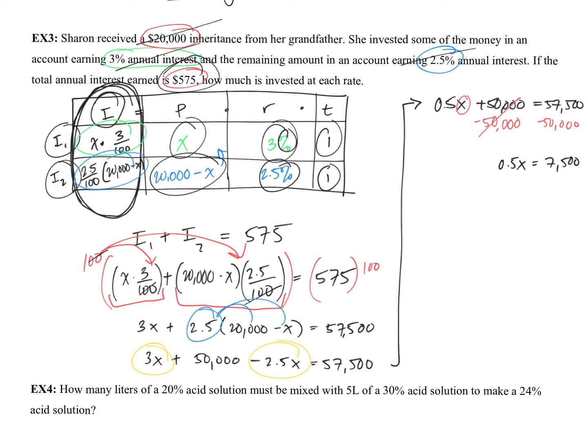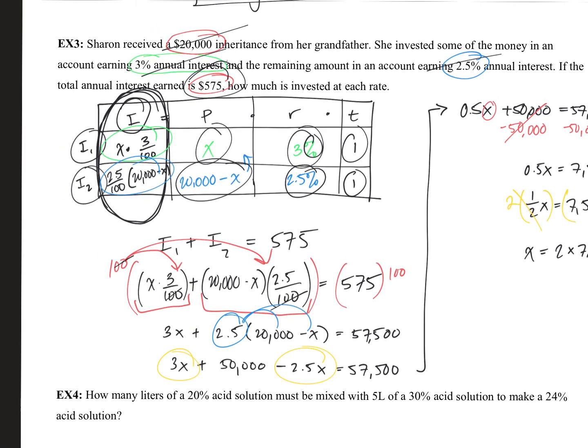I don't like decimals as much, so I'm going to change that to a fraction. So 0.5 is the same as a half. That equals 7,500. So I'm going to multiply both sides by the opposite of a half, which is 2. Multiplying both sides by 2, that'll cancel out. We're left with x equals 2 times 7,500. So we've got to do some scratch work here. I don't have a ton of room, but I'll do it on the side over here, labeling it scratch work and boxing it off. So I have 7,500 times 2.